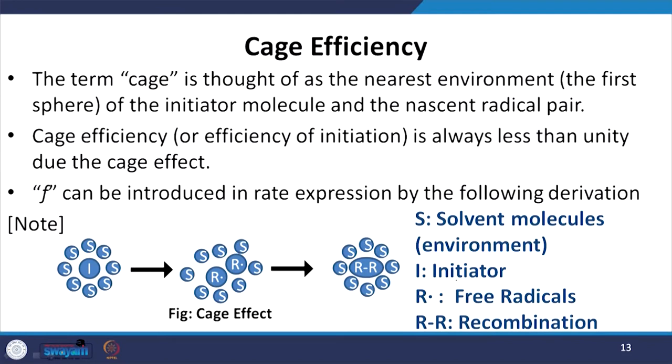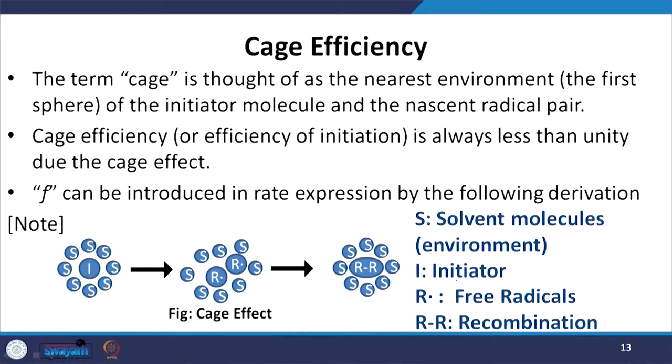Now, the term cage is thought of as the nearest environment, the first sphere of the initiator molecule and the nascent radical pair. Whenever we talk about the initiator molecule, it may be surrounded by various things like the nascent radical pair. Sometimes it may be surrounded by the polymer chain if it has survived in due course of time. The cage efficiency, sometimes referred to as the efficiency of initiation, is always less than unity due to the cage effect. Now, F can be introduced in the rate expression.